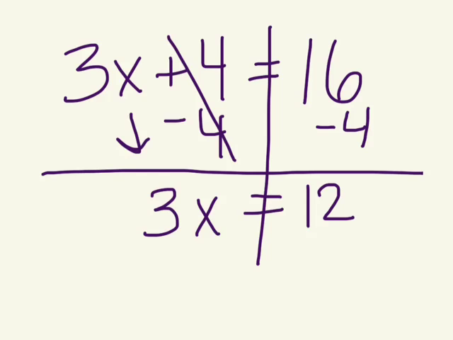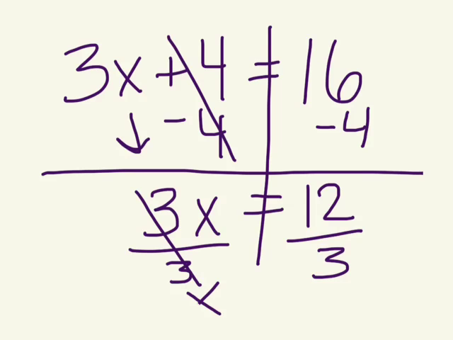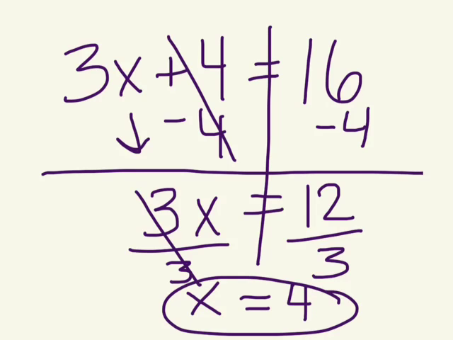In order to find that something, that missing value, which is represented by the variable, I need to divide by 3. 3 divided by 3 is 1, so 1x, or just x, equals 4. X equals 4. X, the variable x, is represented by the number 4. So when I put 4 in for x, it makes the statement true.